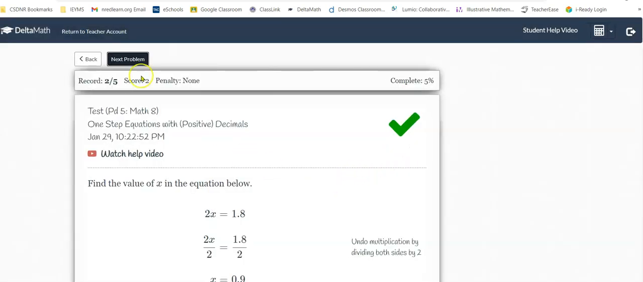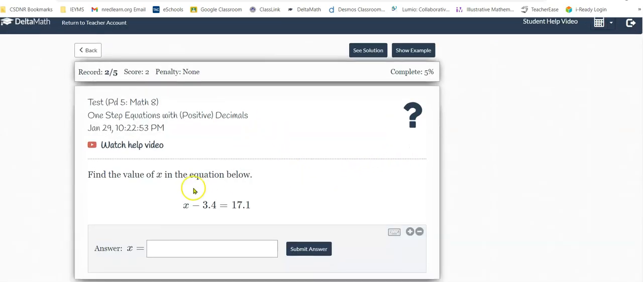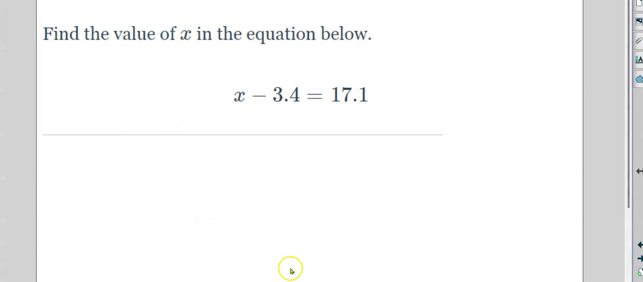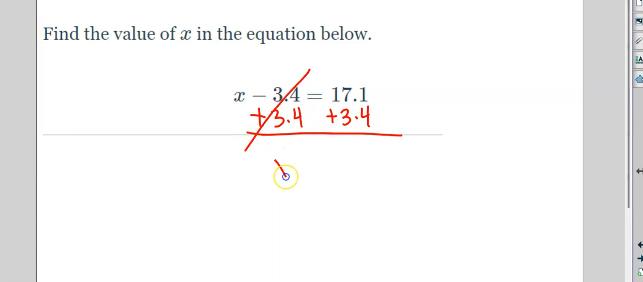Let's try another one. In this example, x is being subtracted by 3.4. The inverse of subtraction is addition, so we're going to add 3.4 to both sides. These are inverses, so they become 0. And over here we're going to add, and we're going to get 20.5.